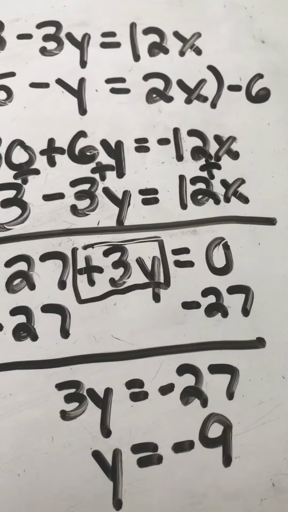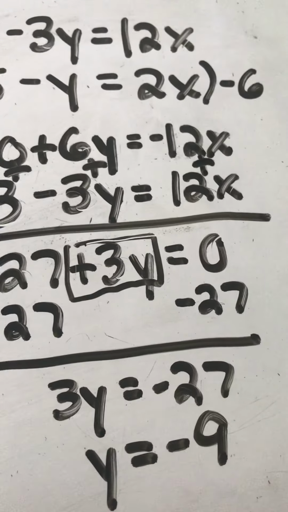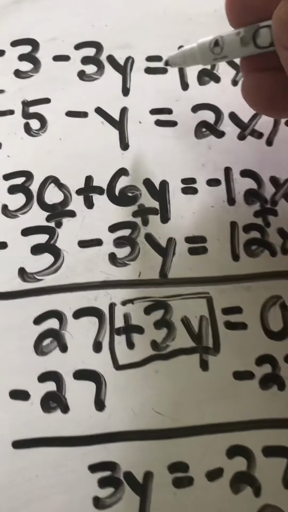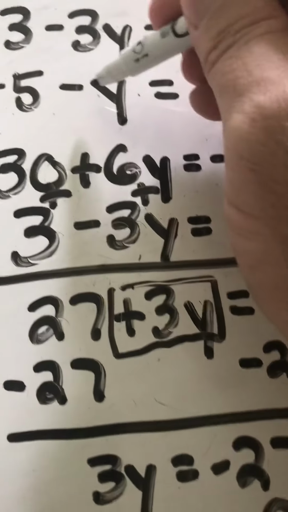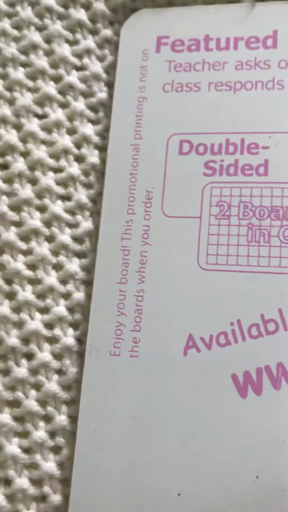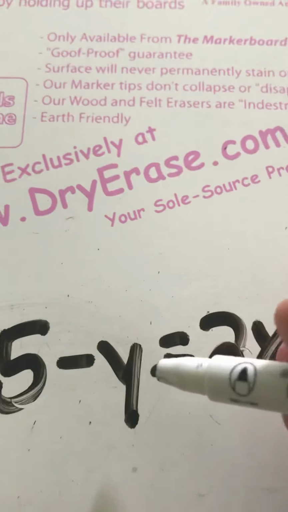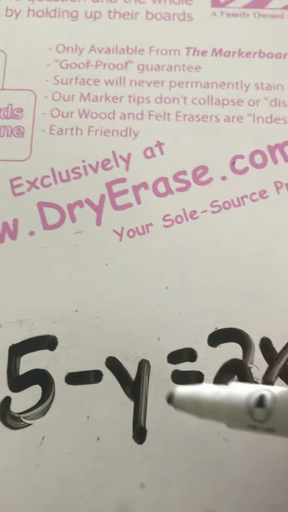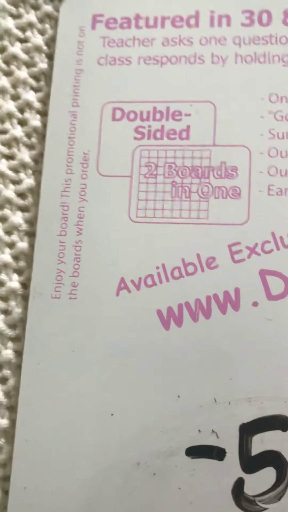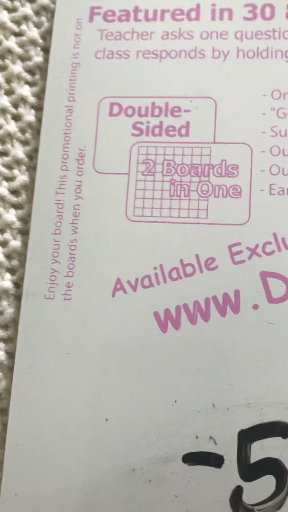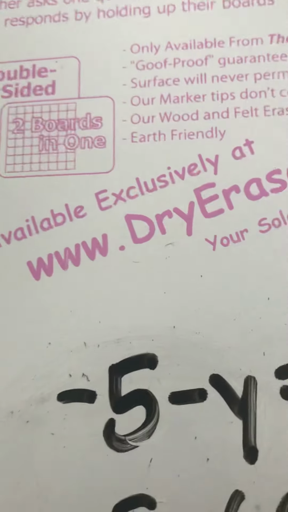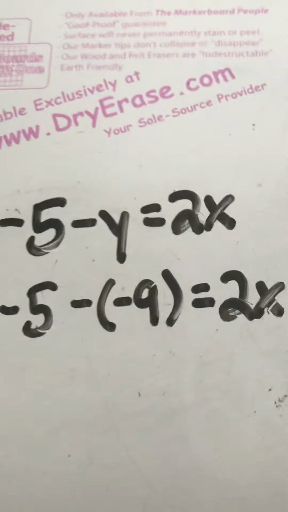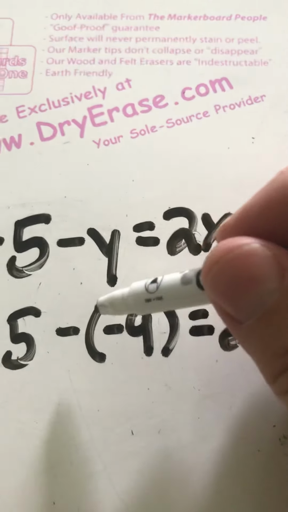Okay, so we have our first variable. We've solved for y, so I'm just going to plug in. I'm going to use this one right here, this equation. Negative 5 minus y equals 2x. And remember, I'm replacing the y, excuse me, with negative 9. So I have to be real careful when I do this. Just actually replace it. Don't forget about that negative sign.